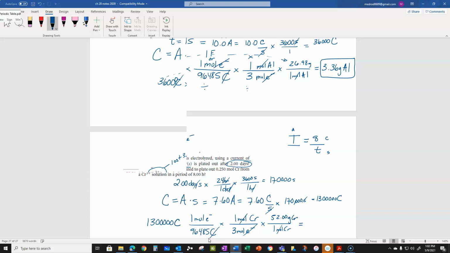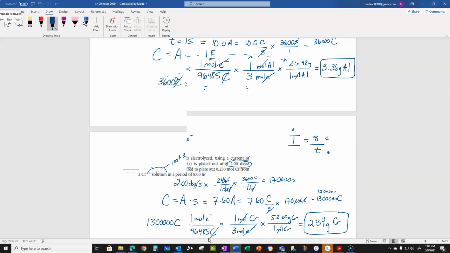So if I take that 1,300,000, and I'm going to multiply by 52 and divide by 96,485, and then divide again by 3, I get 234 grams. Now, if you had not rounded this and kept it 1,200,000, you probably get about 236, but it's only because of those sig figs. It kind of always screws things up. So don't forget the chromium at the end because we are talking about a chemical.